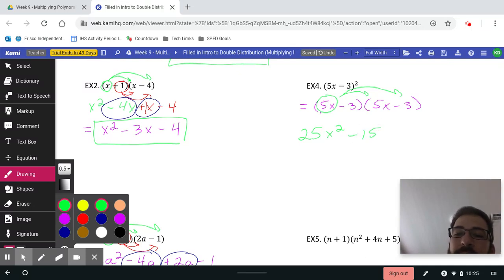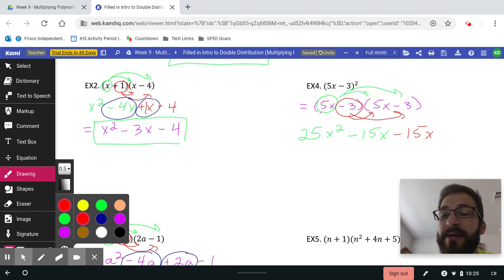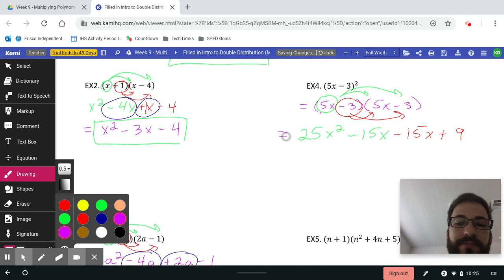So negative 15x. Then we take our second term, so negative 3, and I'm going to distribute it to the 5x and the negative 3. So negative 3 times 5 is negative 15, so negative 15x again. And then negative 3 times negative 3 is positive 9. So we get positive 9 down here at the end.